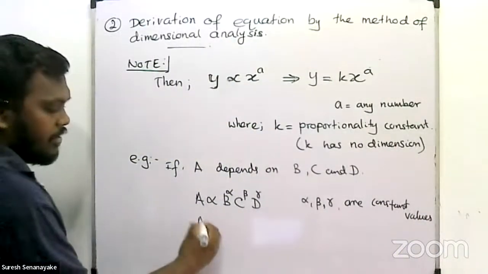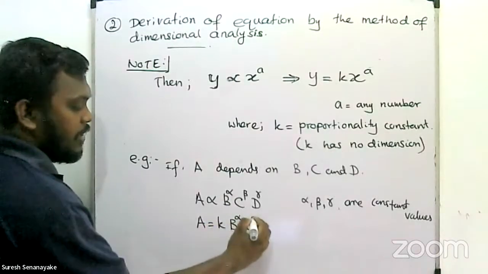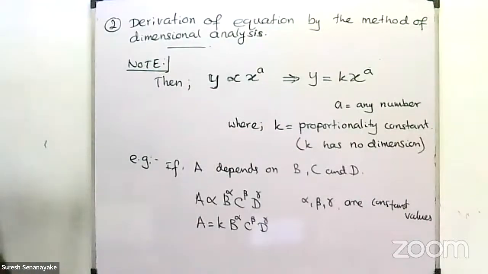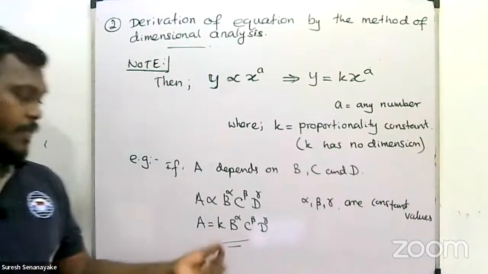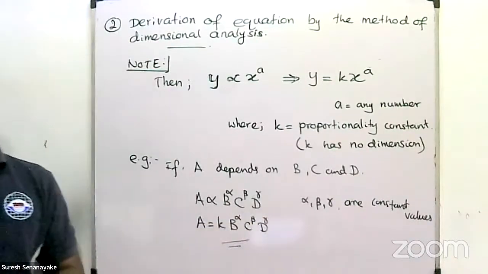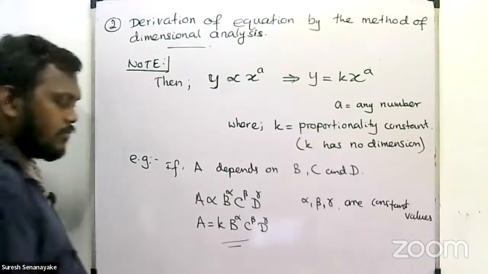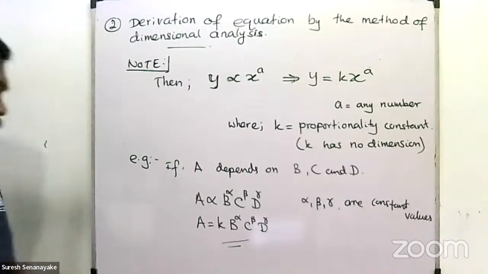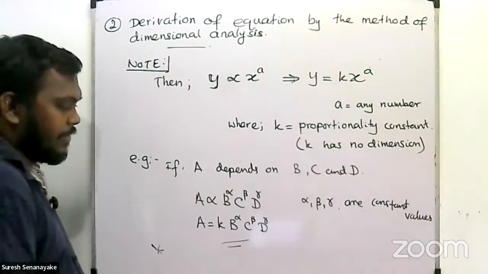And in this way, you can write this as A equals k B to the alpha, C to the beta, and D to the gamma. That's the equation. Then alpha, beta, gamma we will find using dimension analysis. Dimension analysis can be used to find the exact values of these powers.